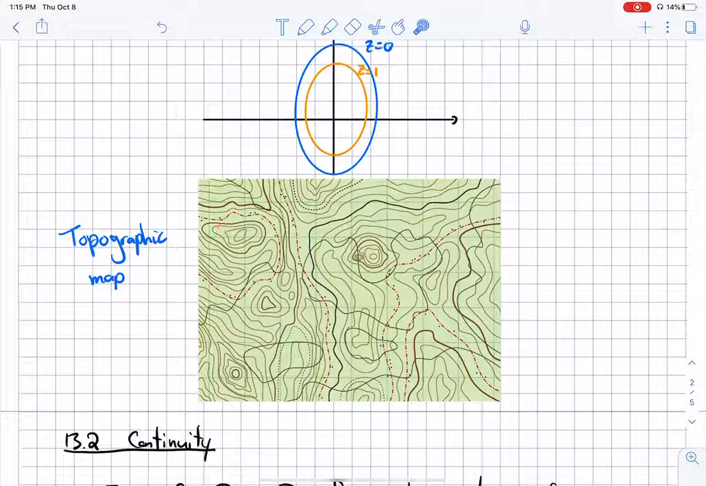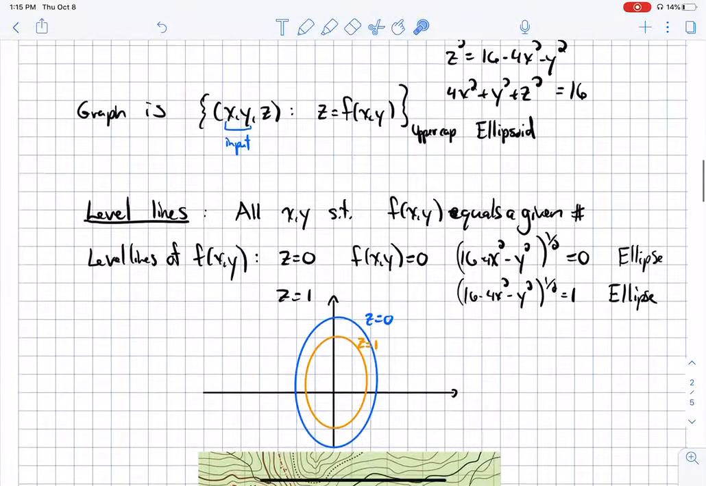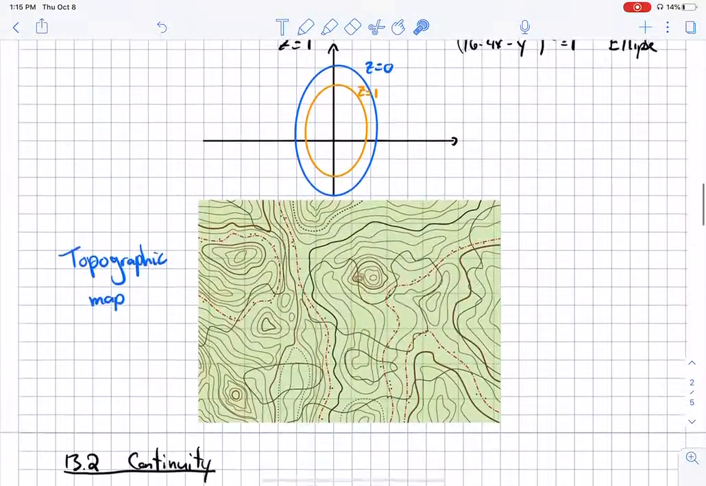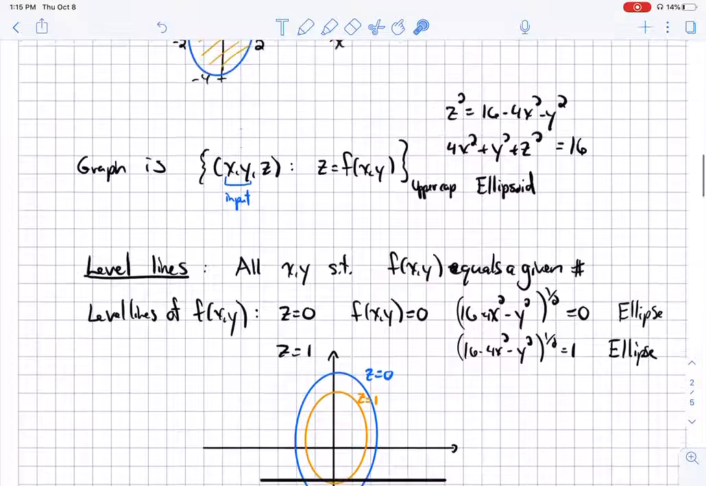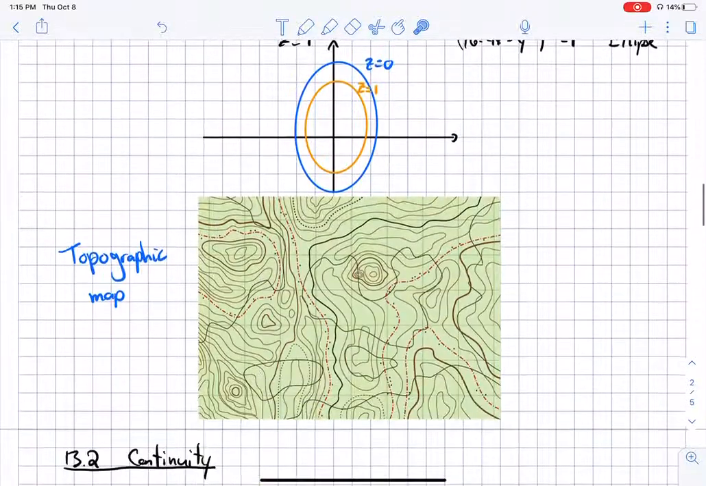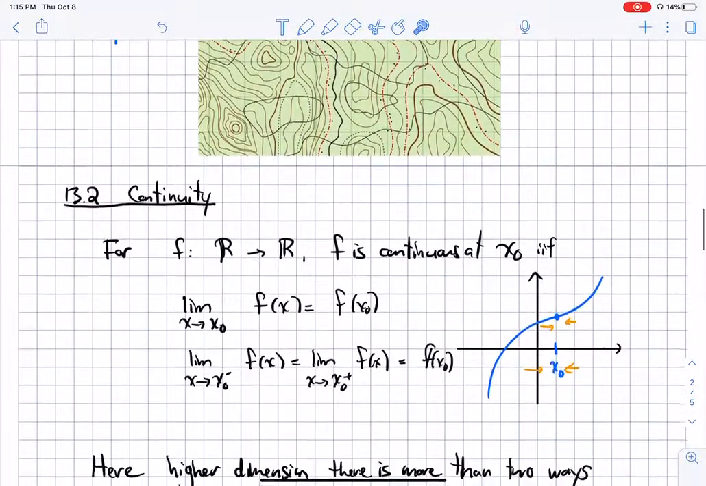So just slicing, and then if you look at the other line here inside, it's also at the same level, etc. So this topographic map really has the information about the height of the mountains or the valleys, right? And it does it with level lines. We're doing the exact same thing here with that graph, all right? So we'll practice that in the exercises.